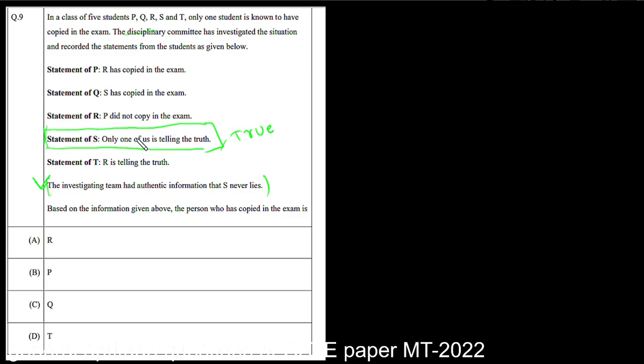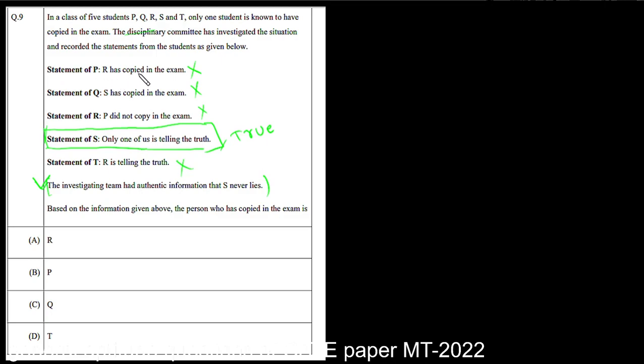So we can say only one statement is true, because the statement of student A says only one of us is telling the truth. So now pause the video and think for yourself. You can easily find that the statement itself is saying that only student S is telling the truth. So we can say only this statement is true, and the remaining four statements are false.